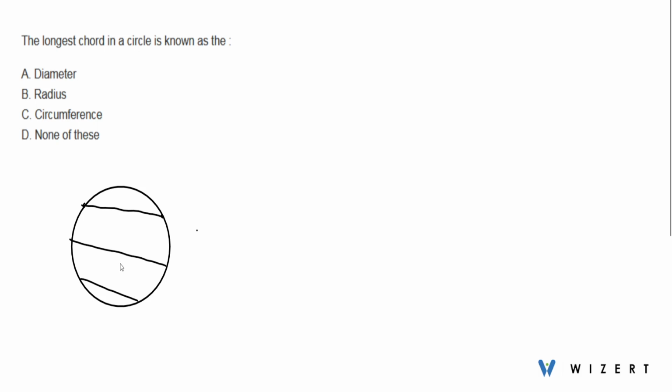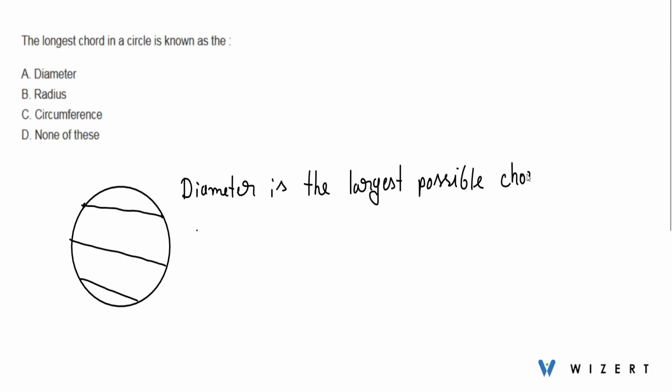Now the difference between the chord and the diameter of a circle is that the diameter of a circle is the largest possible chord which we can make in the circle. So what's the definition of diameter? Diameter is the largest possible chord of a circle.